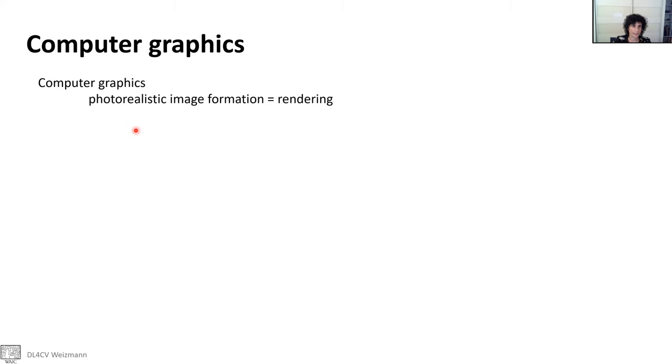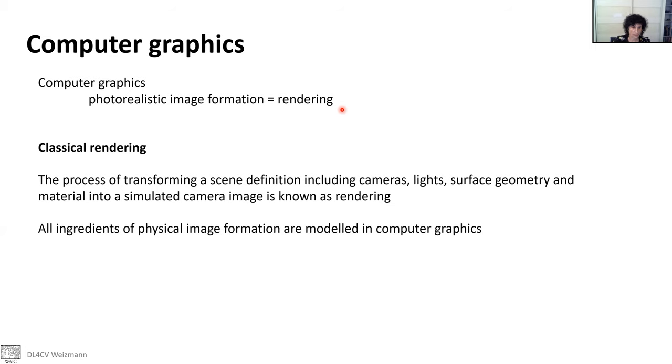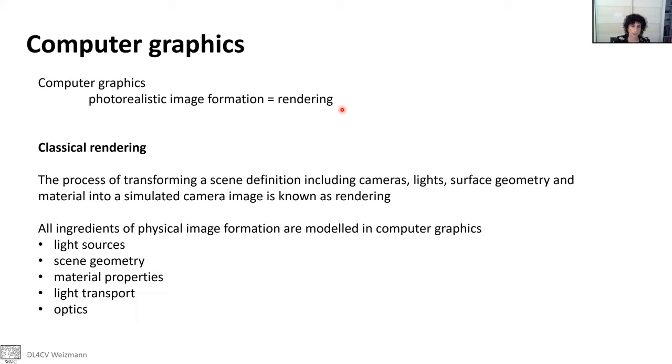So, just to let everybody be on the same page: photorealistic image formation in computer graphics is called rendering. And this is the exact definition that I took from some review paper, which says that the process of transforming a scene definition, including cameras, lights, surface geometry, and material, into a simulated camera image is called rendering. Okay? Actually, all the ingredients of the image formation are modeled in computer graphics: light sources, scene geometry, material properties, light transport, optics, and sensor behavior, okay?